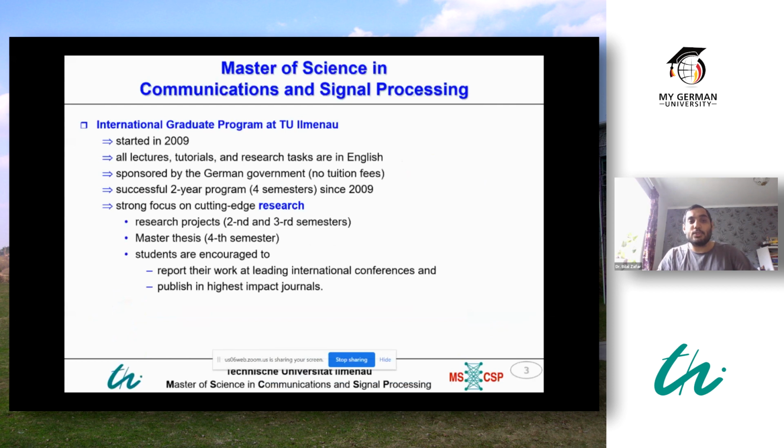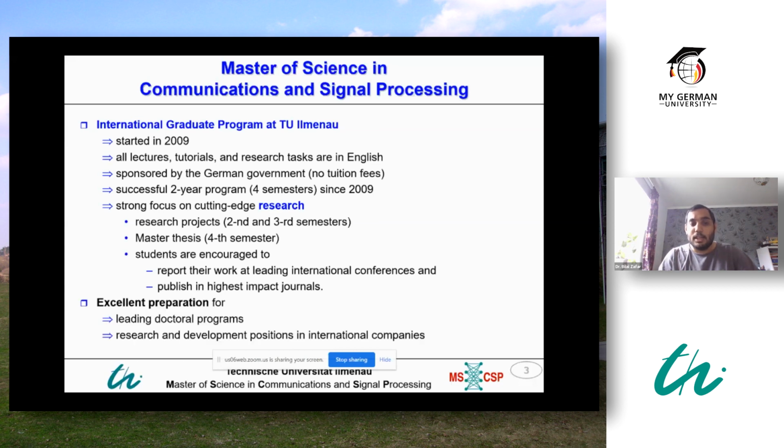So this program started in 2009, and it's taught entirely in English. We don't need any German language proficiency. There is no tuition fees. You just have a nominal semester fee for the student union. It's a 2-year program. We are very focused on cutting edge research. So it's a little bit theoretical, a little bit mathematical, but also there's a wide range of applications in the industry for us. So our graduates are very well received in industry and academia, and also in doctoral programs.